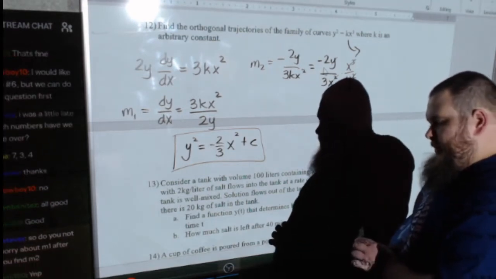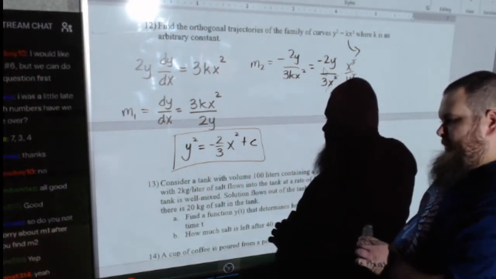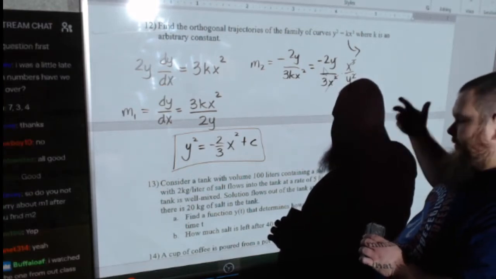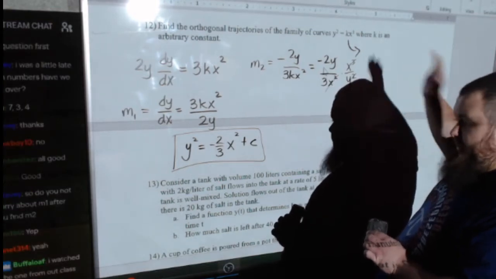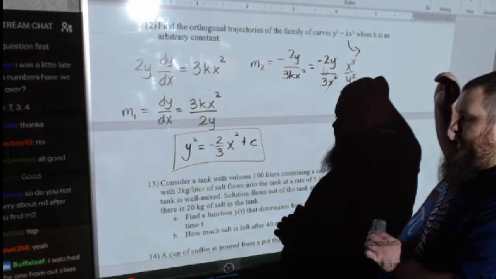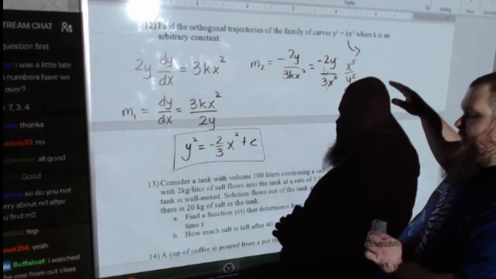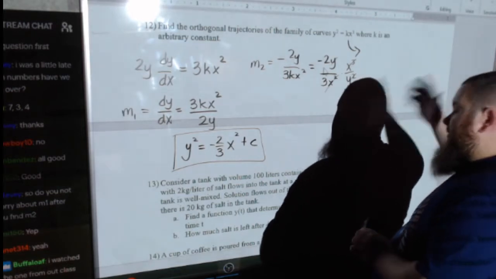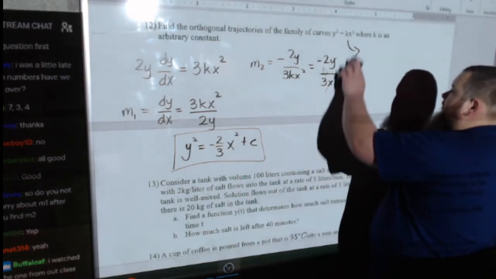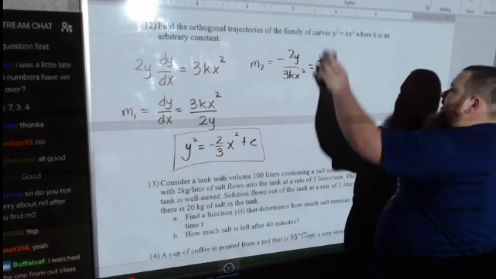So do you not worry about M1 after you find... So yeah, M1 is just the slope of the original equation. And M2 is the slope of the equation you're trying to find. So yeah, you don't worry about M1 anymore once you've written M2.